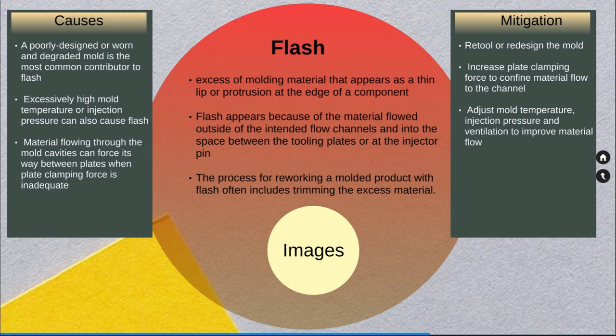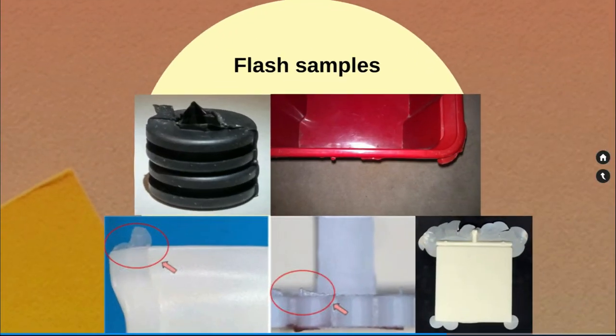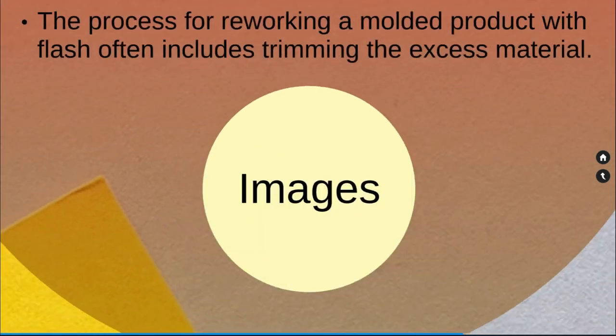Here you can see some of the flash samples. You can see the side of the plastic component has small thin plastic. This can be removed by a secondary operation, as I said before. So what are the causes?